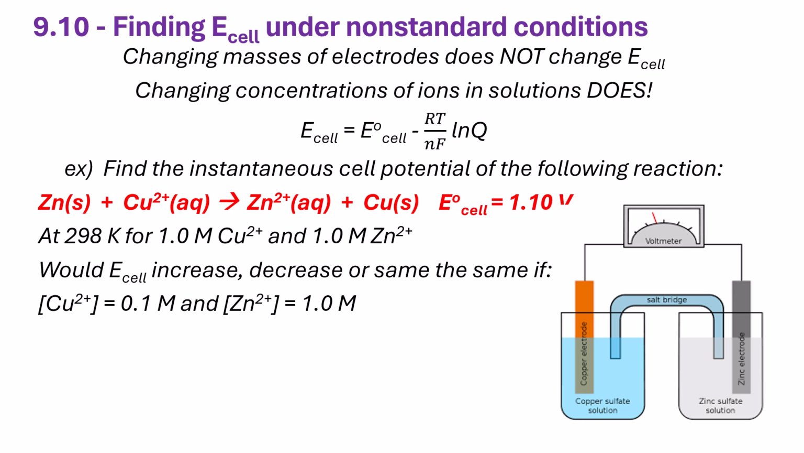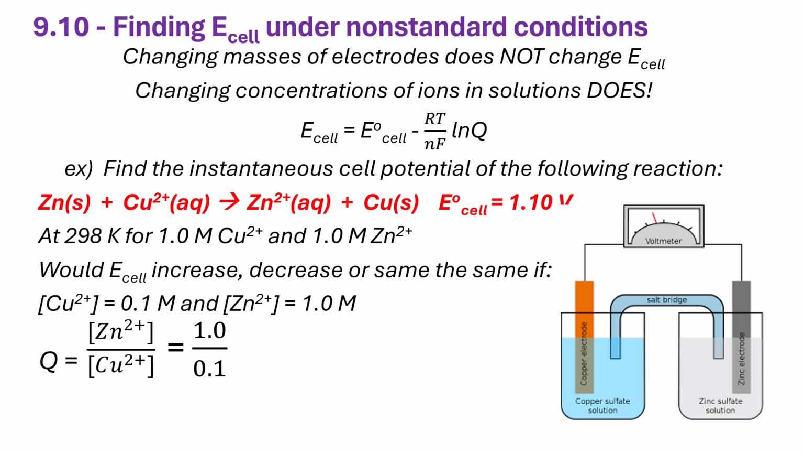It will decrease, but we also need to be able to justify that a little bit more specifically using the Nernst equation. So if we have less Cu2+, and Cu2+ is in the reactants, well, if we think about Q, we have only 0.1 molar on the bottom and 1 molar on the top. Of course, that's going to give us an answer of 10. So the natural log of 10, the natural log of any number greater than 1, is going to be positive. And so we are going to be subtracting, right?